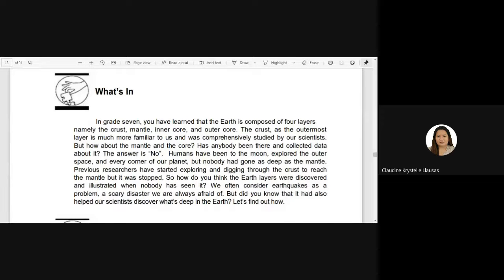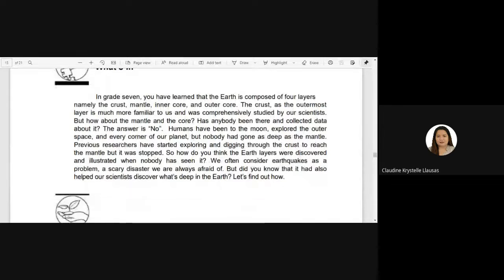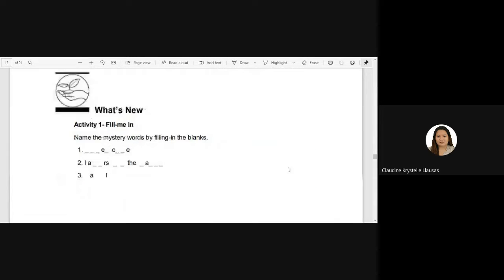So the crust is the outermost part of the earth. The Earth's crust has been comprehensively studied by our scientists, but the mantle and the core have not been studied. Why? Because it is difficult, it is deep below. Humans have been to the moon, explored outer space and every corner of the planet, but nobody has gone as deep as the mantle. Nobody has ever studied the mantle.